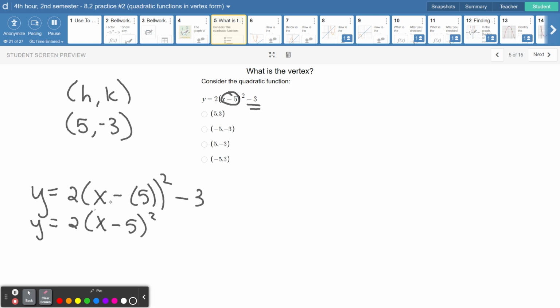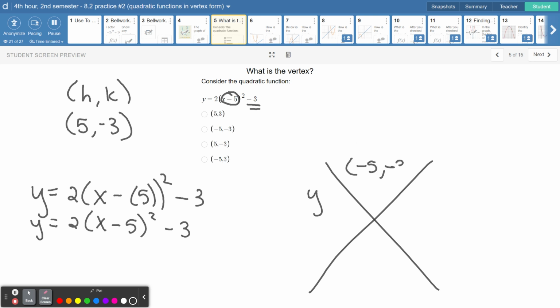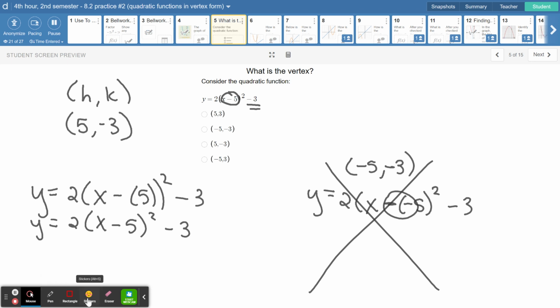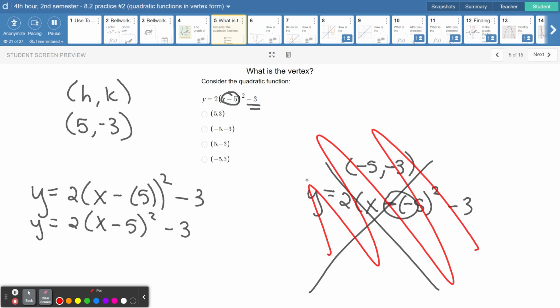For those of you that wanted to put negative 5, be careful. I'm going to do this one wrong, okay? So if you wanted to say it was negative 5, put it in the equation. See what you get. You get x minus a negative 5 squared minus 3. Minus a negative is not the same as what I gave you. So, since it's not what I gave you, this would be incorrect. We can't do that. So it will be 5 and then negative 3.